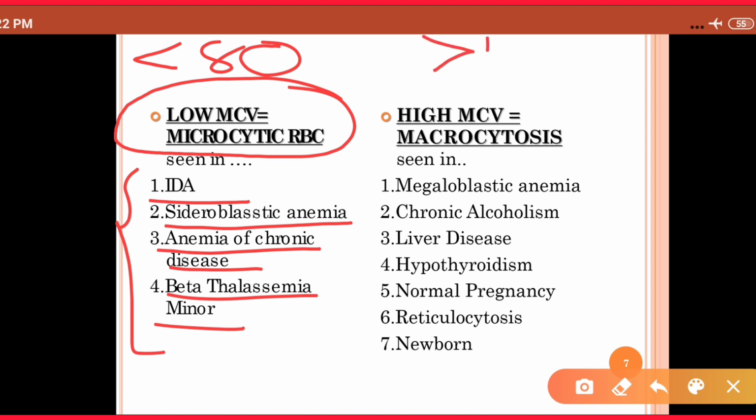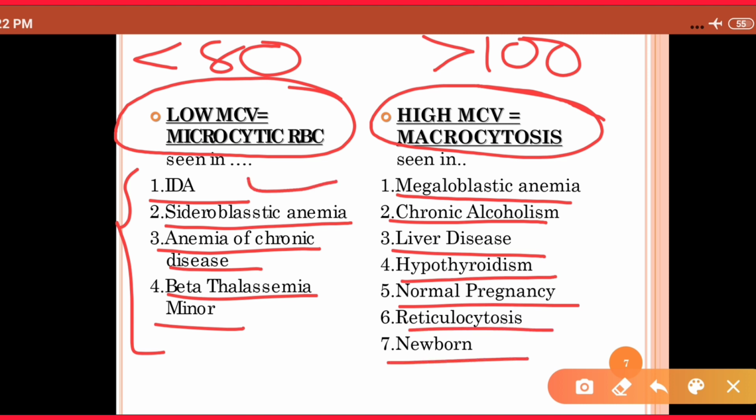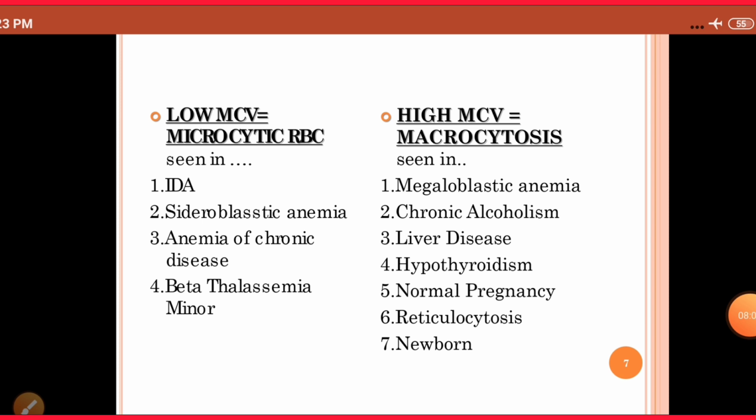And if your MCV is high, that is greater than 100, then it is called macrocytic RBC. The causes for that include megaloblastic anemia, chronic alcohol, liver disease, hypothyroidism, pregnancy, reticulocytosis, and the newborn. These 2 are the important causes in the micro and macrocyte. In microcytic RBC, the main cause is iron deficiency anemia, where you have iron deficiency. And in high MCV, the common cause for macrocytosis is megaloblastic anemia, where you have a low B12 level. So again, if the MCV is less than 80, it is called microcytic RBC, and if it is greater than 100, it is called macrocytic RBC.